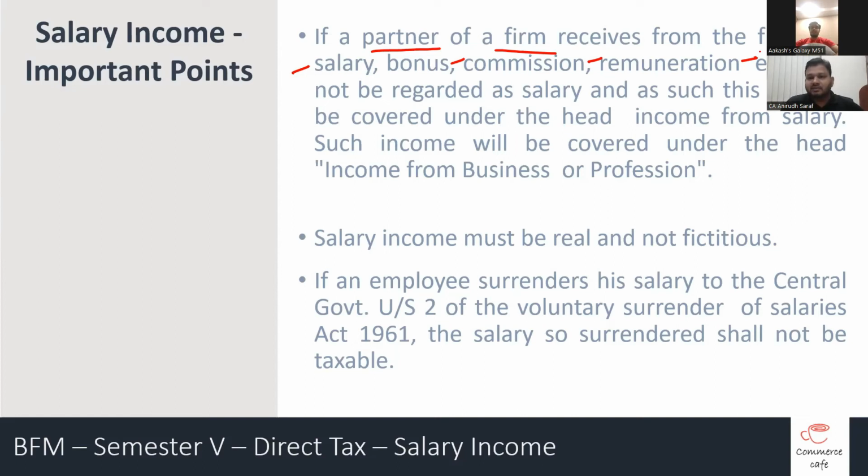If the partner of the firm receives any salary from the firm, it is not considered salary for income tax purposes. Tell me why. Think why it is not salary. What is the most important condition for salary? Sir, for personal use, sir. No. What is the most important condition for calling income salary? Which income can be called salary? What is the most important condition for that? That's what I'm thinking. Think and let me know.